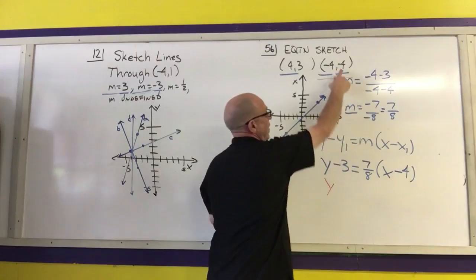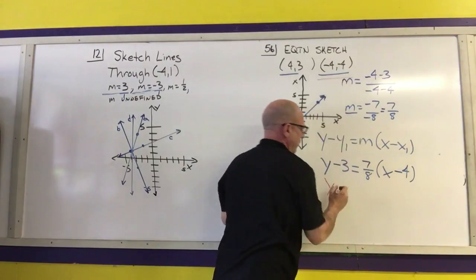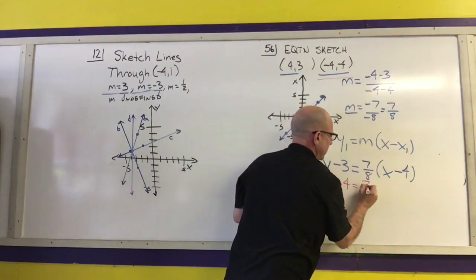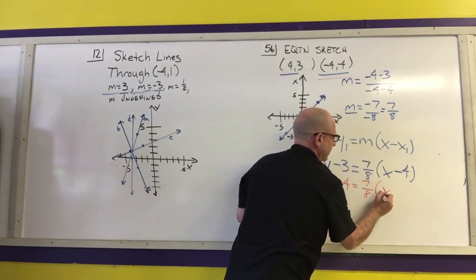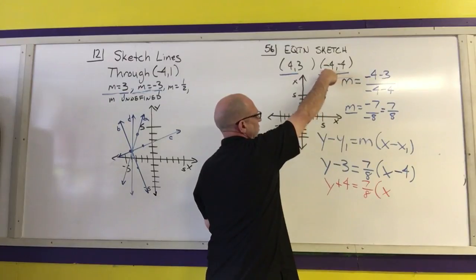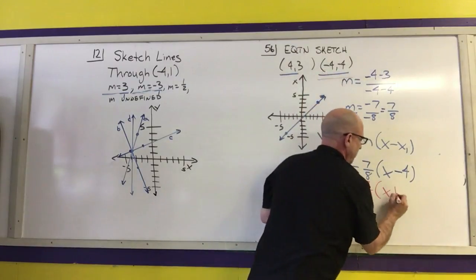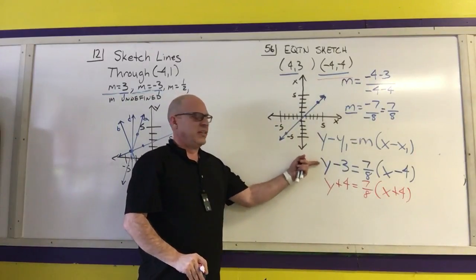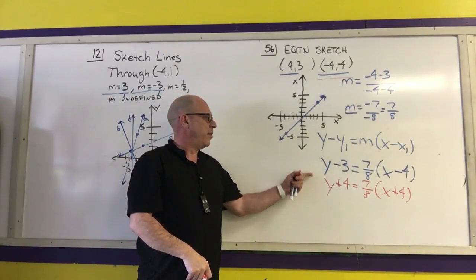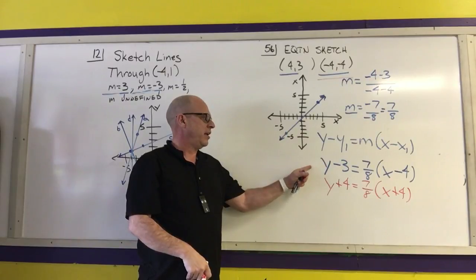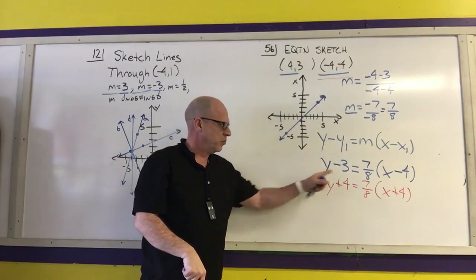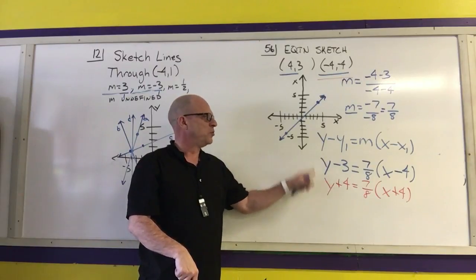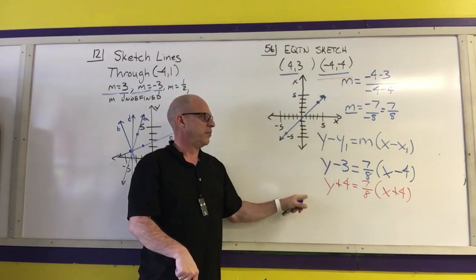Y, the opposite of the y-coordinate, the opposite of -4 is +4, equals the slope, 7/8, times x, and then the opposite of the x-coordinate, the opposite of -4 is +4. I would accept either of these based off the directions they gave. However, if I were to ask you to write it in slope-intercept form, basically you would solve for y, you would end up with the same equation, and it wouldn't matter which point that you used, you would still end up with the same equation.